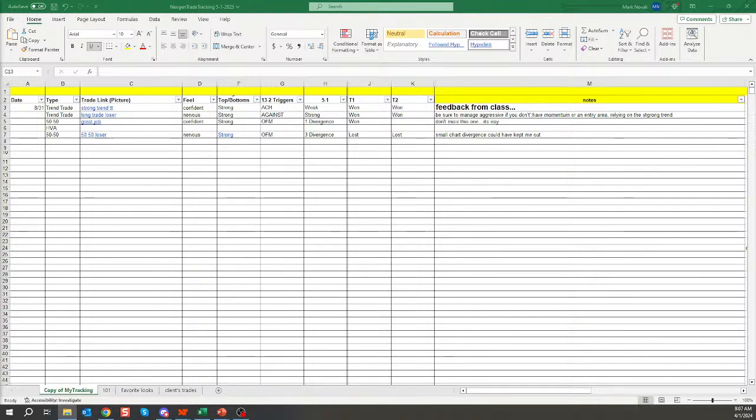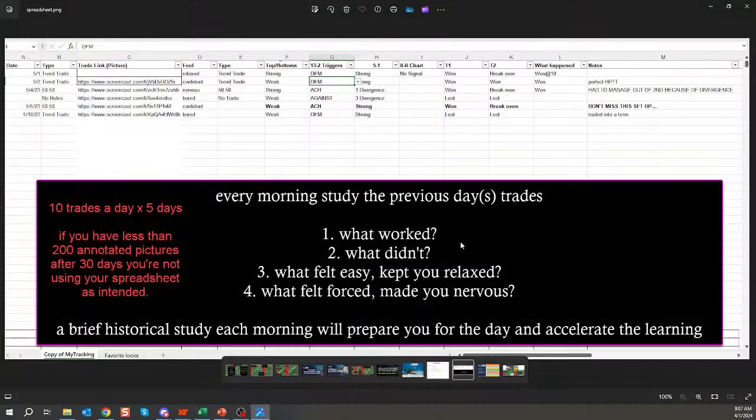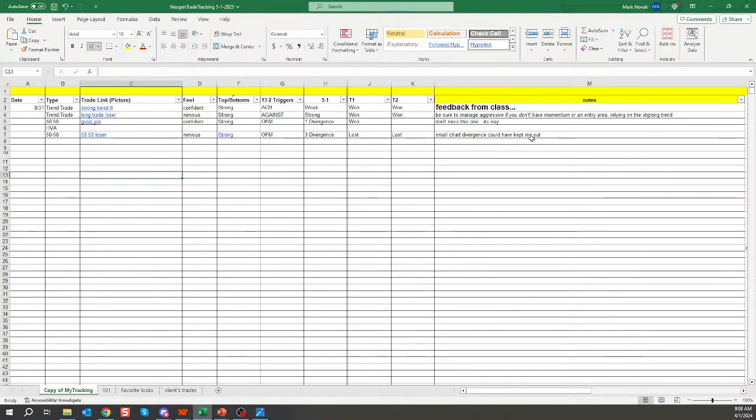And the first tab here is going to ask you a lot of questions like, well, how did you feel? And what you'll find is that there's a direct correlation between how you feel and your ability to follow the rules. It's going to ask you about the rules, the same things that you should be typing on the chart. But the cool thing about the spreadsheet, guys, is there's a notes section there. And the notes section is where you can put the feedback from class.